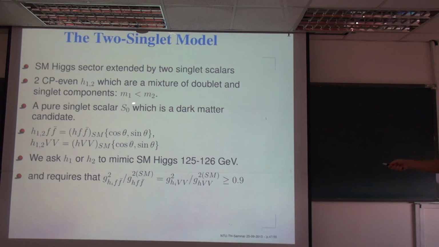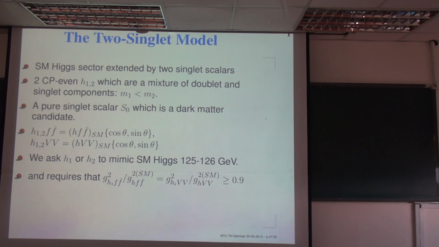And as I said, because we have two singlets, one is inert. The inert one is just the dark matter candidate, and it will reproduce the correct relic density. Since those two Higgs are just a mixture of doublet and singlet, the coupling is exactly like in the standard model times cosine theta in the case of H1, or sine theta in the case of H2. The same for the gauge bosons.